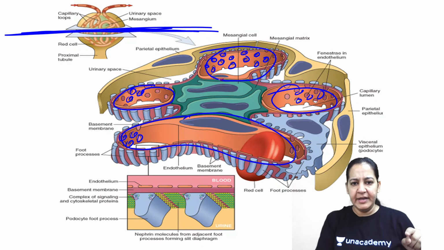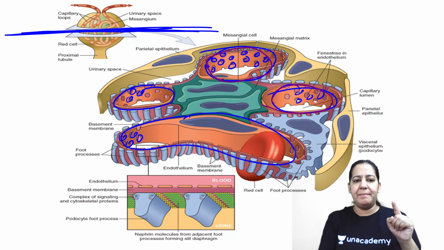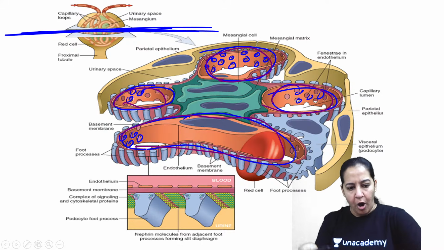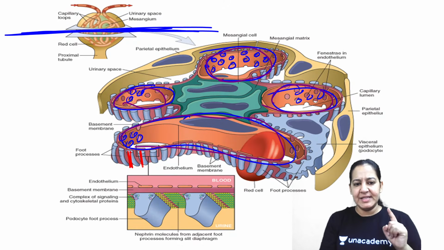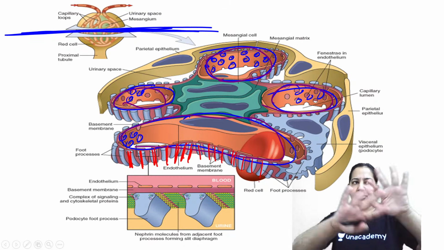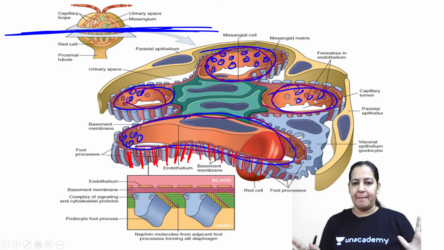Now here I am drawing the basement membrane of all capillaries. The circles which I have drawn are the basement membrane of all capillaries. And on the outer side of the basement membrane, can you appreciate these cells? These cells are podocytes. That is the visceral epithelium. So you can appreciate the triad in all the capillaries, right?